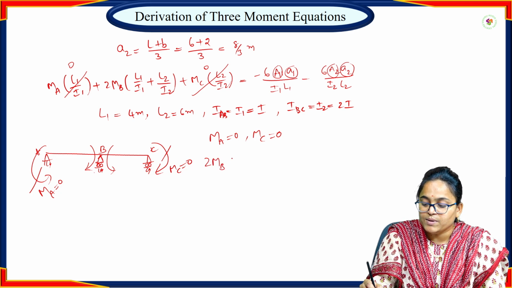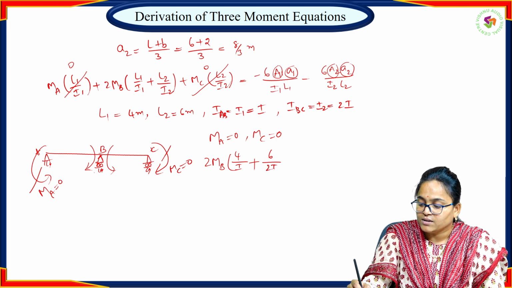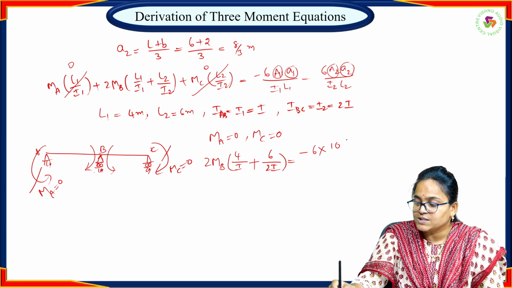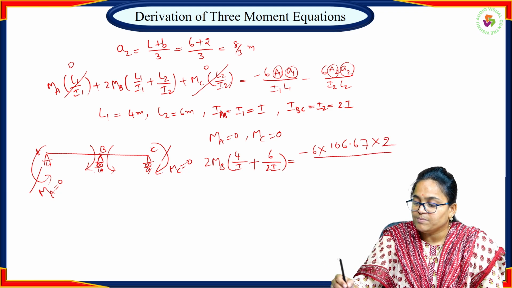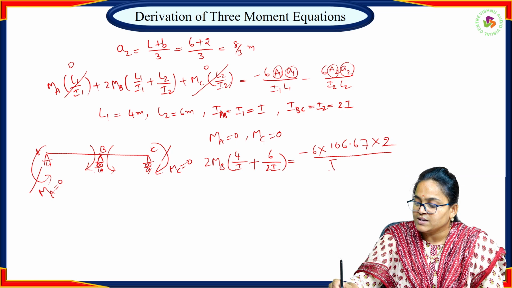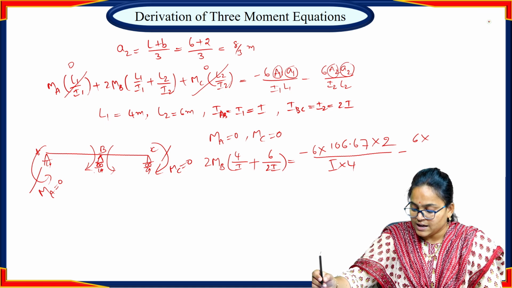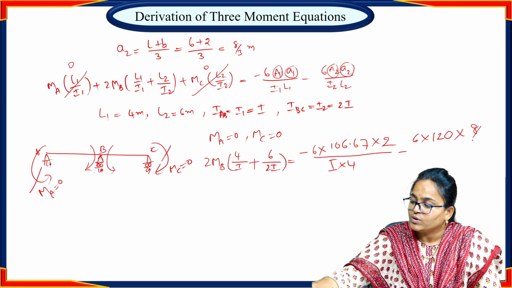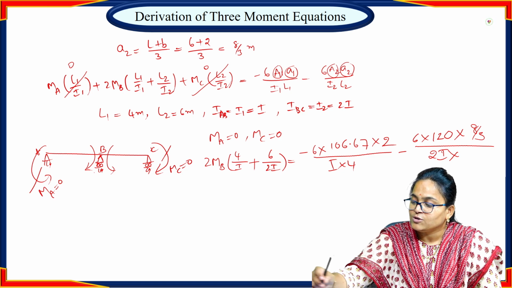Now we can write 2MB into L1 as 4 meters and I1 as I for AB span, plus L2 as 6 meters and I2 as 2I, is equal to minus 6 into A1, capital A1 as 106.67, into small a1 as CG of area A1, that is 2 meters, divided by I1 as I into L1 as 4 meters, minus 6 into area A2, capital A2 as 120, into small a2 as 8 by 3, divided by I2 as 2I for BC span and span L2 as 6 meters.